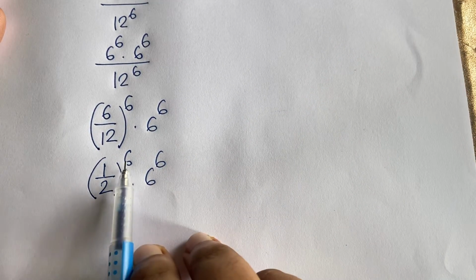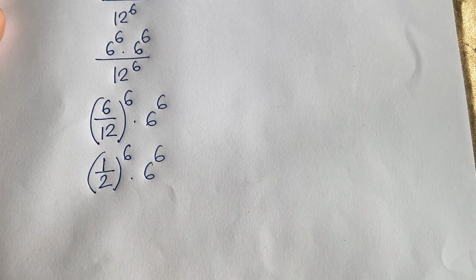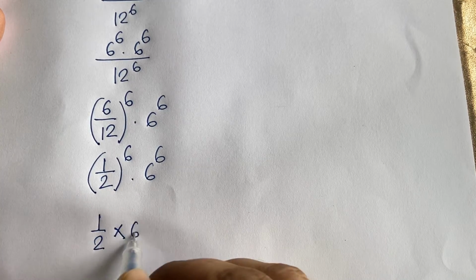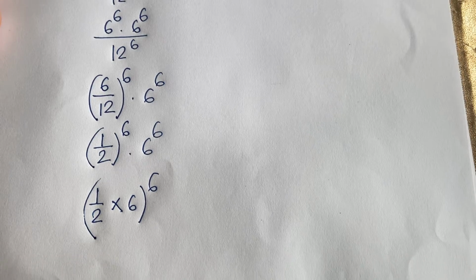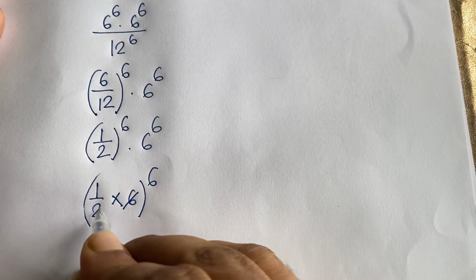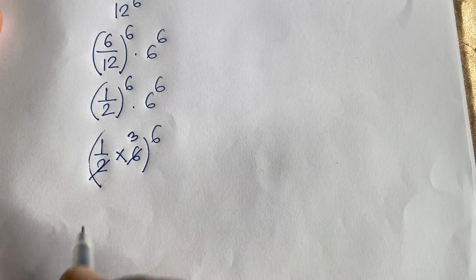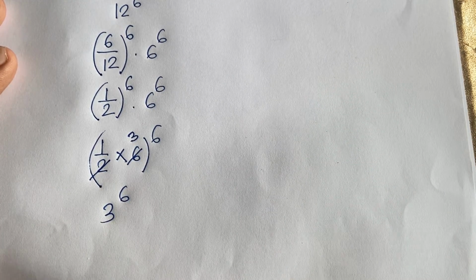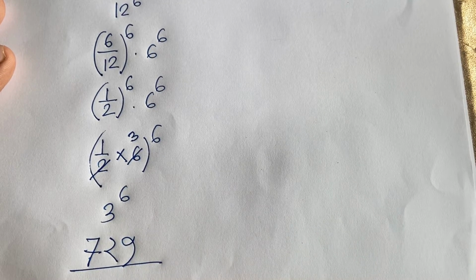Now look, the exponent is again the same, so according to exponential rules it will be 1 over 2 times 6, and the whole to the power 6. Because the exponent is the same, 6 divided by 2 is 3. So it will be 3 to the power 6. So 3 to the power 6 is 729. This is our final answer.